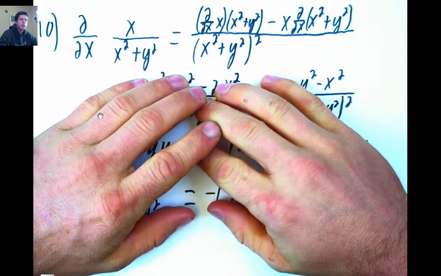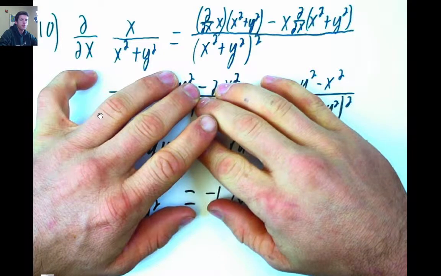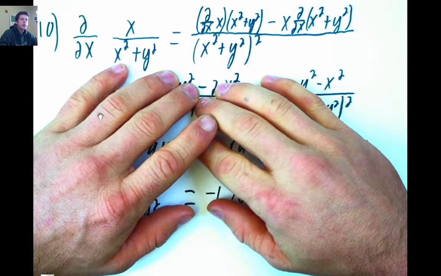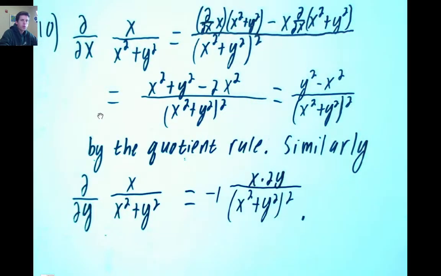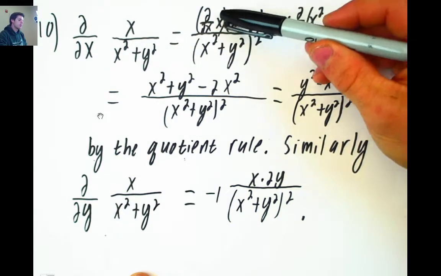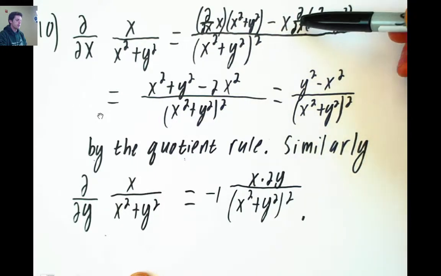Wanted to go over 10 here because I'm asked to calculate the derivative, well, rather the partial derivatives of an expression which is a quotient. So I'm going to take out the quotient rule. Remember that the derivative of one function over another is the derivative of the first times the second minus the first times the derivative of the second.